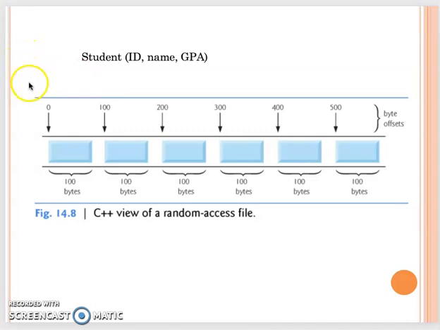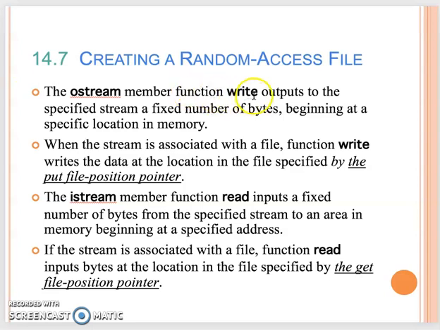When we want to write the object into the file, we use the write function. From the ofstream member functions, we have write. This write outputs to the file a fixed number of bytes, beginning at the specific location. When we want to read, we also have a function called read. It will input a fixed number of bytes from the specific location. So which location should we use? Remember, for write, we use the put file position pointer. Then for read, we use the get file position pointer.